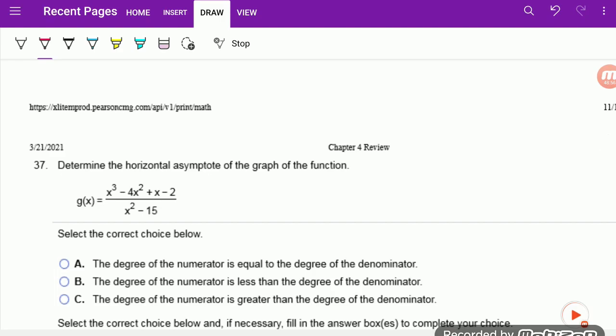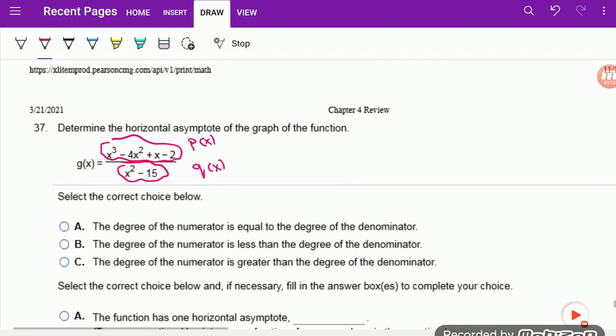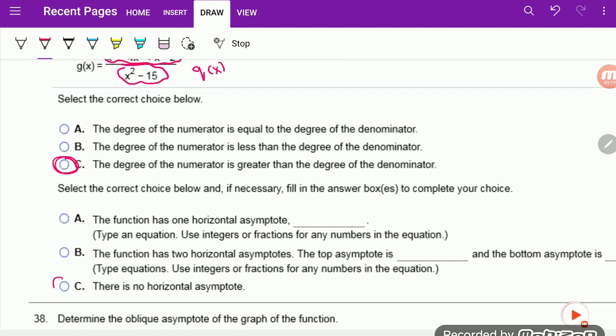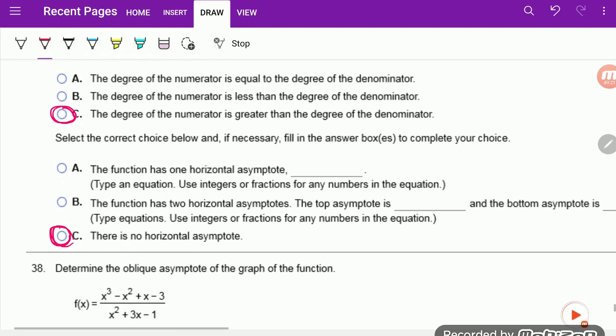To determine the horizontal asymptote, we have the degree of P is 3. The degree of Q is 2. This is P and this is Q. Because the degree of P of x is greater than the degree of Q of x, the degree of the numerator is greater than the degree of the denominator, so there is no horizontal asymptote.